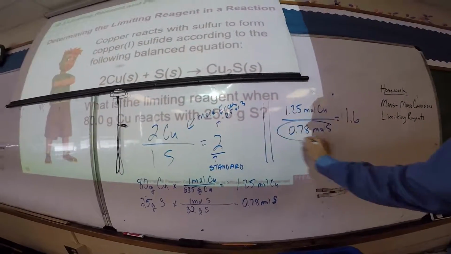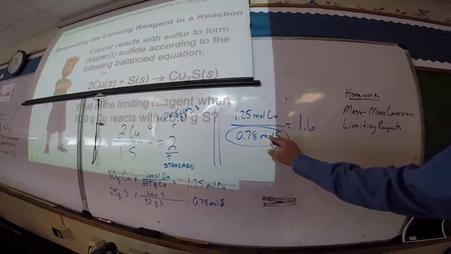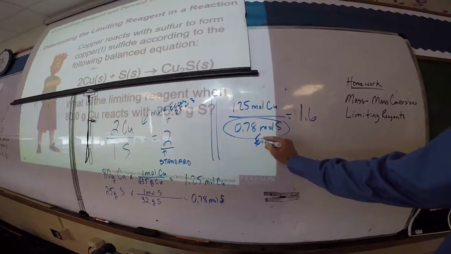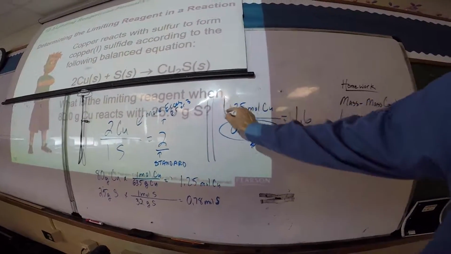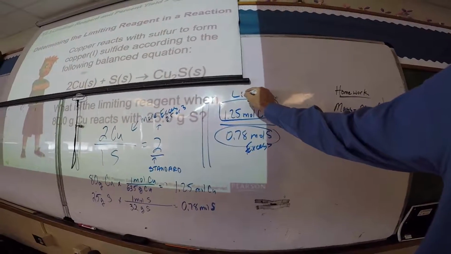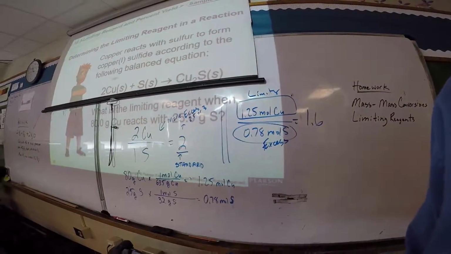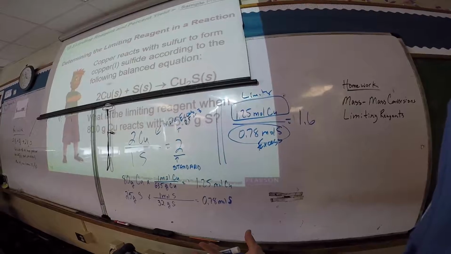Now that's important. I usually circle the excess and label it. And then I'm going to box in my limiting. The limiting is important because that's what you're going to use to solve the problem with.